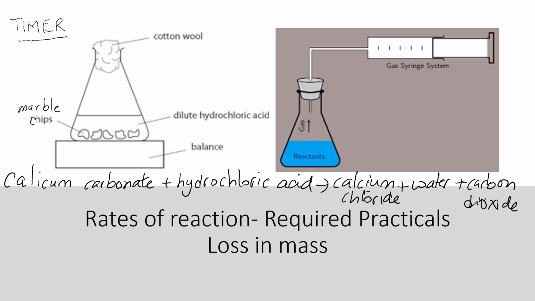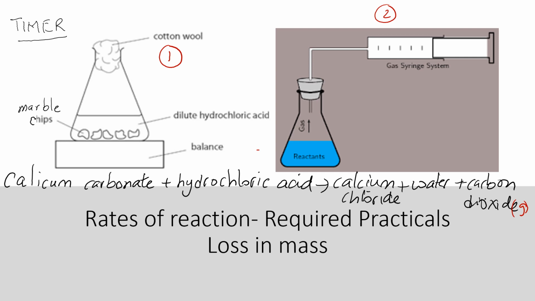So when they say loss in mass, they can ask you in the exam why the mass has been lost in diagram 1, which is this one here. Because carbon dioxide is a gas, you can say it's escaped to the atmosphere despite the cotton wool being there. They can ask you for an improvement to this experiment, and the improvement will be that you use a gas syringe, which is diagram 2, so none of the gas can escape, and also you can accurately measure the exact volume of gas that's been produced.